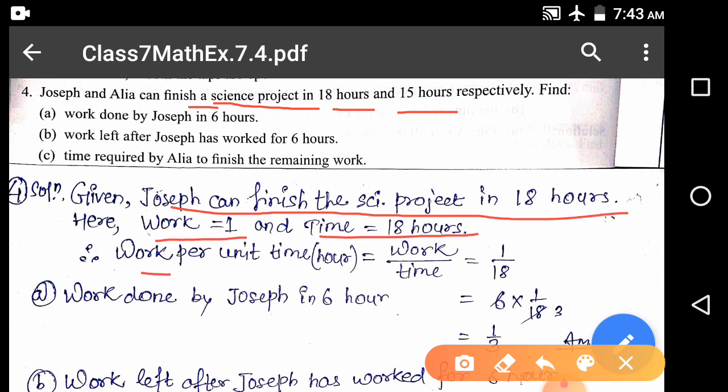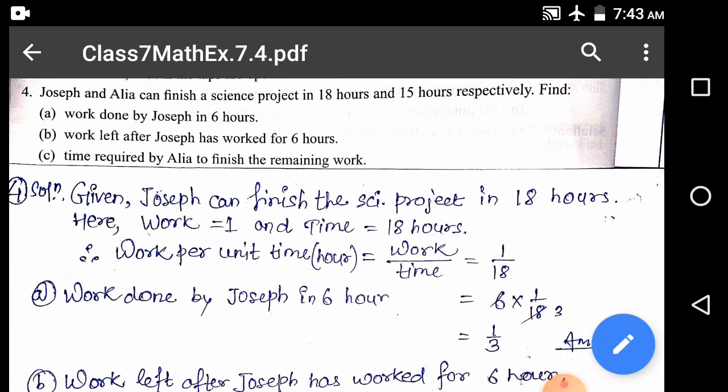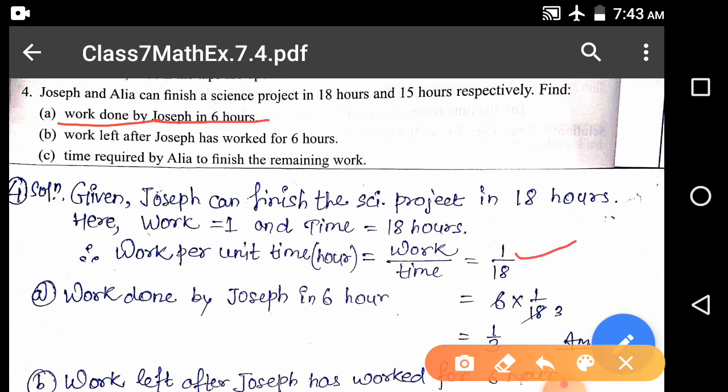So work per unit time is work by time, that is 1 by 18. This 1 by 18 gives the part of the science project that Joseph did in 1 hour, that is in unit time. Now what we have to find out? For the first part, bit A, we have to find the work done by Joseph in 6 hours. So in 1 hour, 1 by 18 of the work is done by Joseph.